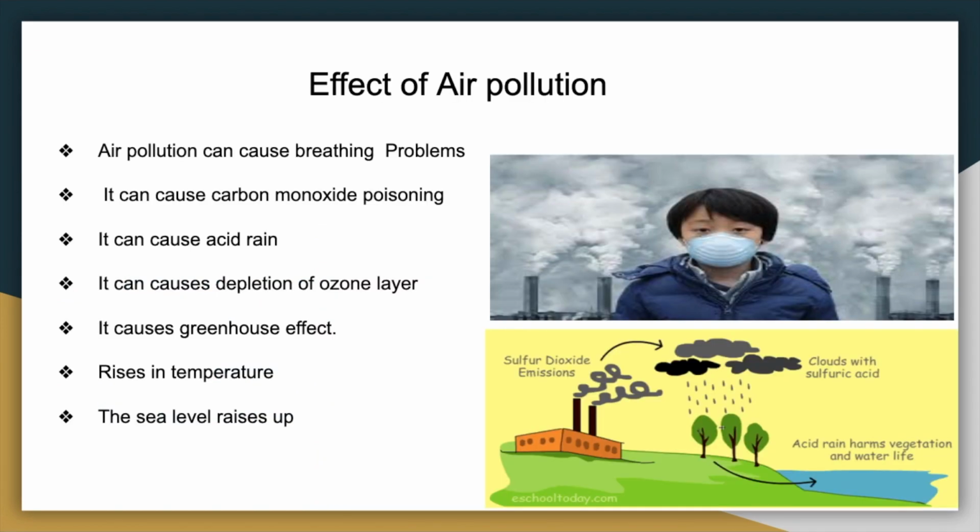Effects of air pollution. Air pollution can cause breathing problems and diseases such as asthma, lung cancer, tuberculosis, etc. It can cause carbon monoxide poisoning. It can cause acid rain, which damages crop plants, trees, and buildings, and makes the soil acidic. It causes depletion of the ozone layer. It causes the greenhouse effect, rising temperature, and the sea level rises.